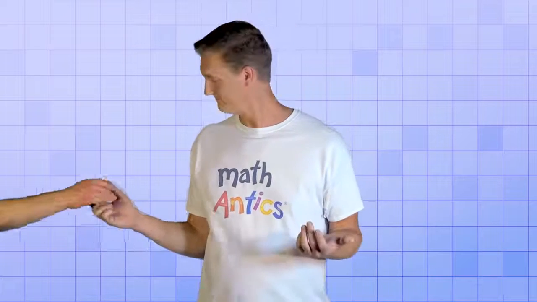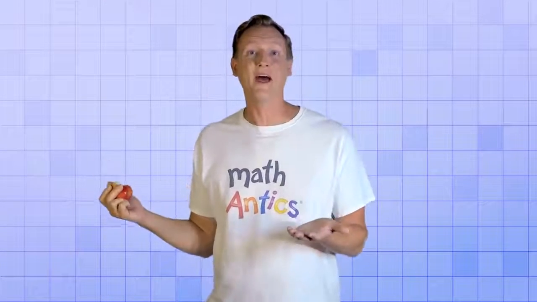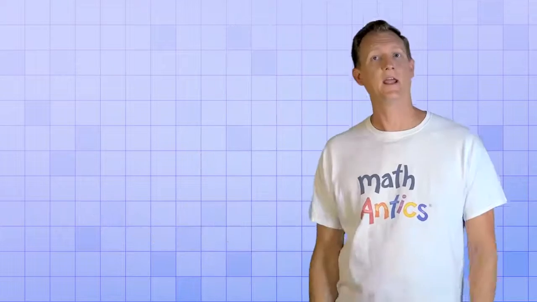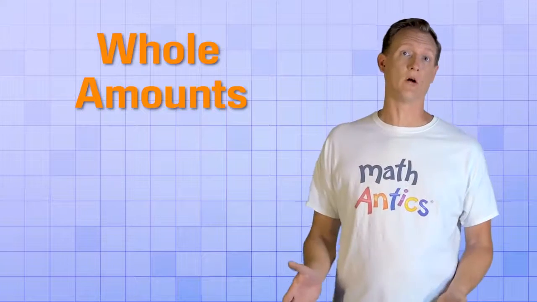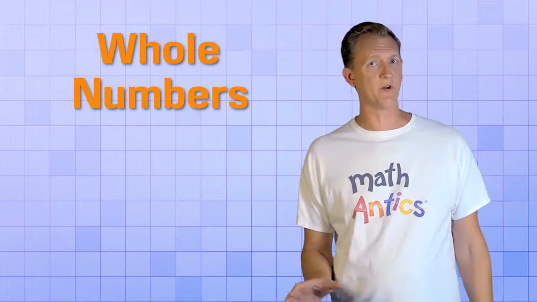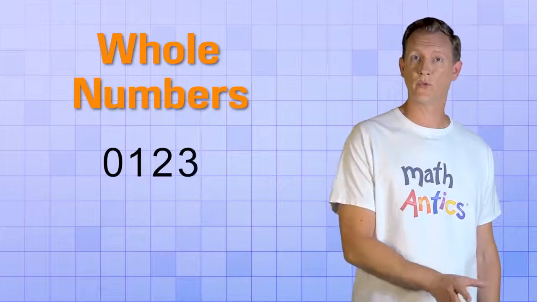But, as amazing as it is, there's just one little problem with our number system so far. What if you don't have a whole apple? In the place value video, we only learned how to count whole amounts, or what we call whole numbers, which is the set of numbers you get if you start with 0 and then count by ones, 1, 2, 3, 4, and so on. But there are things besides whole amounts.